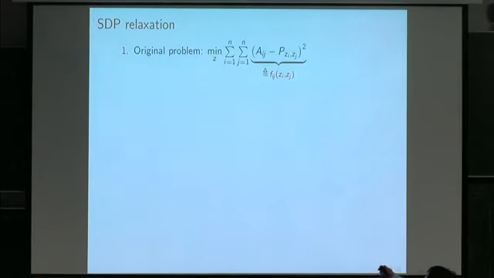Okay, so here's the SDP relaxation. The original problem is we want to choose the z's so that the p's are as close to the a's as possible. This term here, you can write as a generic function, and there'll be one such function for every dyad that you're trying to use. It's going to be a sum of these little functions.